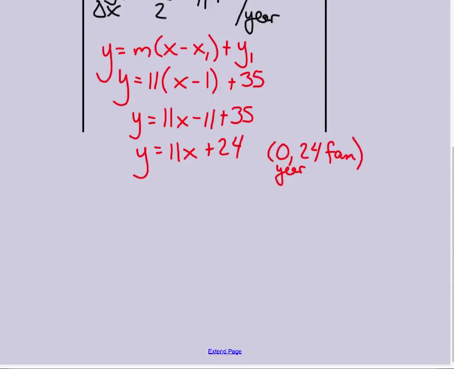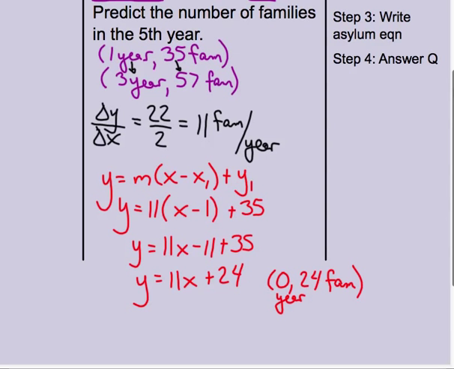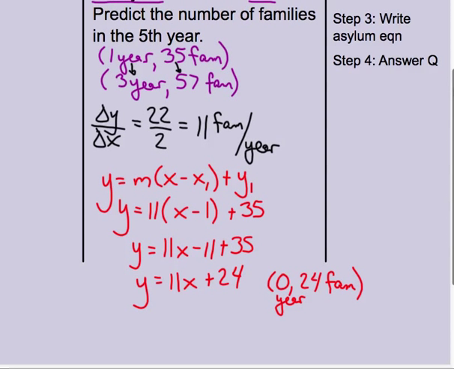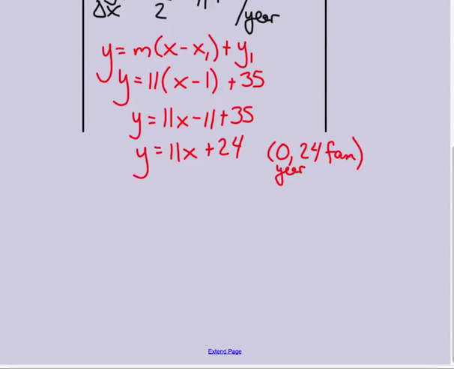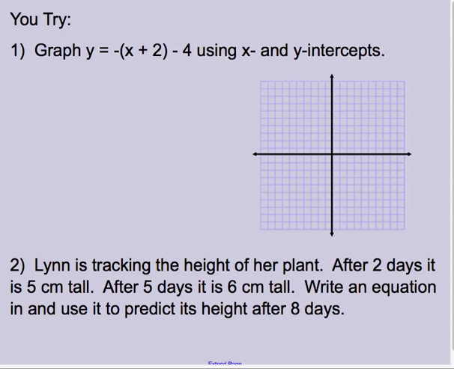All right, now we need to answer the question. Let's scroll back up, and it said, predict the number of families in the 5th year. Well, remember our x-coordinate represented years, so we're going to substitute 5 for x and solve for y. And label your answer. Our y value represented how many families came to our Math Family Fun Night. So we got 79 families, or we expect 79 families to come in the 5th year. And your Try problem.